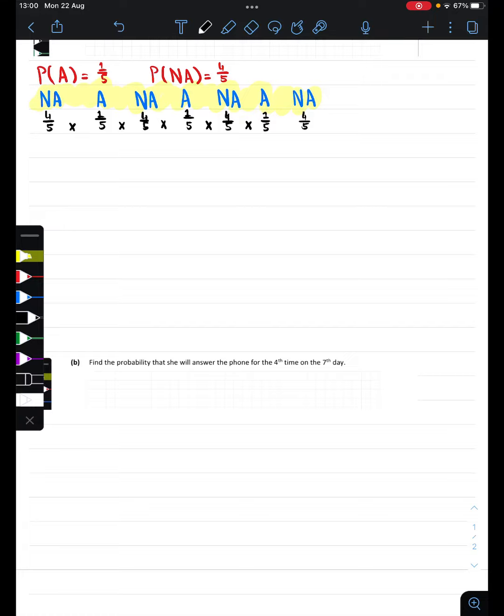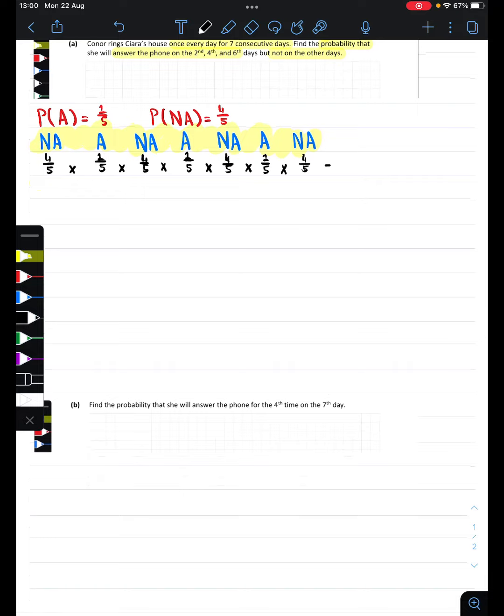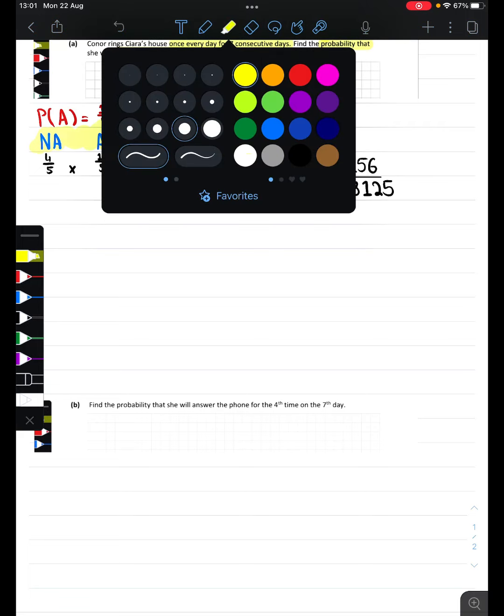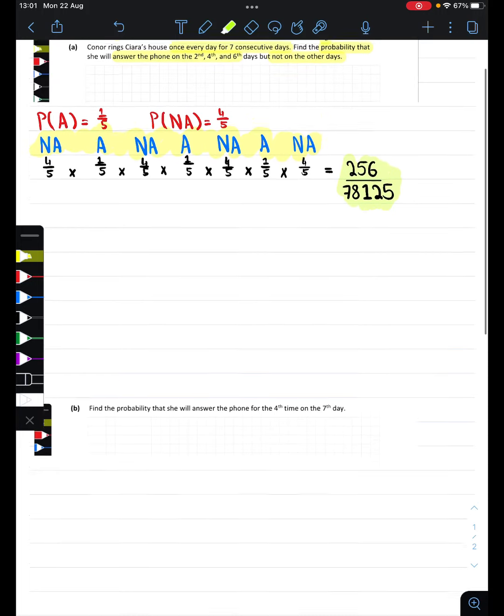because these events are independent. So if she answers one day, that doesn't tell us anything about whether or not she's going to answer the next. We still just know that it's just 1/5 always. So these events are independent. So all of these happening, her answering the second, fourth, and sixth, but not the others, is just the product of these, which is 256 over 78,125. And now you can write this in decimal form if you want, but there's really no need.